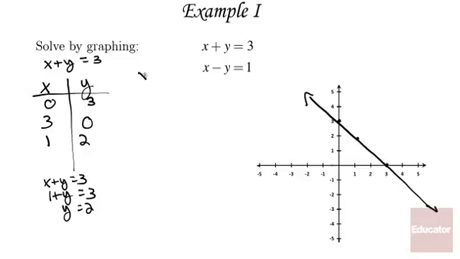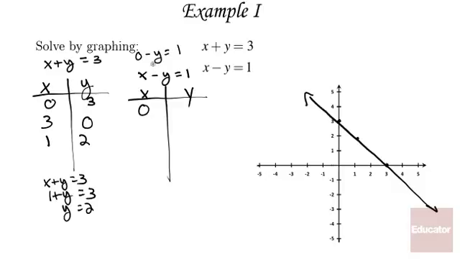The second equation, graphing that, x minus y equals 1. Again, finding a few sets of values for x and y. If x is 0, that would give me 0 minus y equals 1. So negative y equals 1, therefore y is negative 1. The y-intercept is negative 1. Now finding the x-intercept, let y equal 0. If y is 0, x is 1.